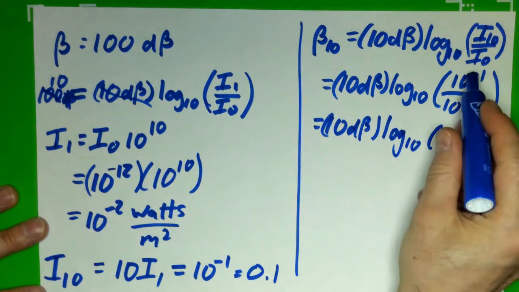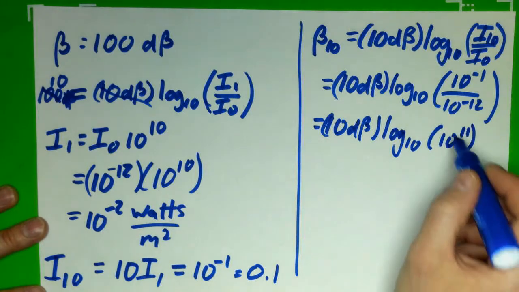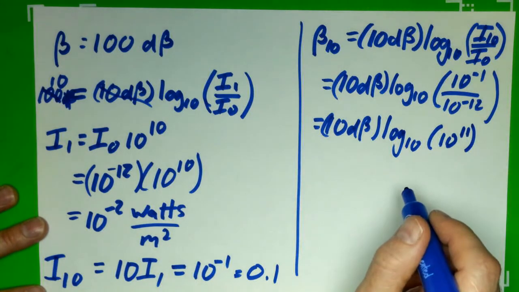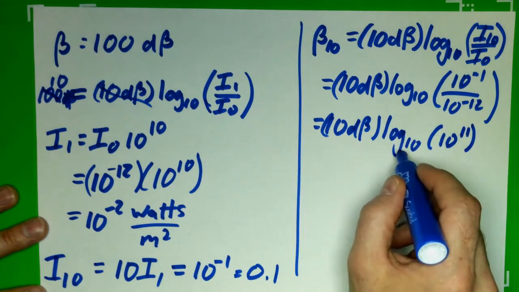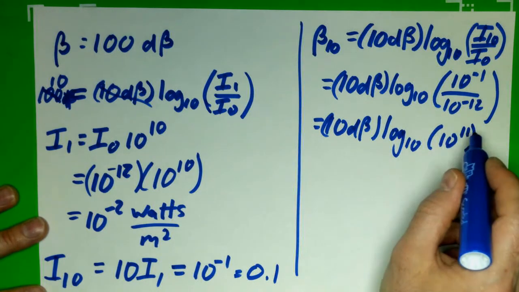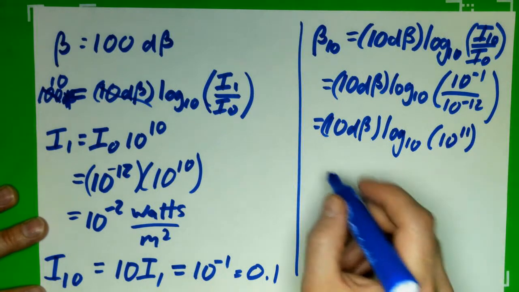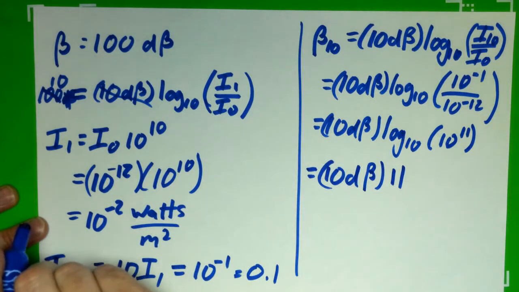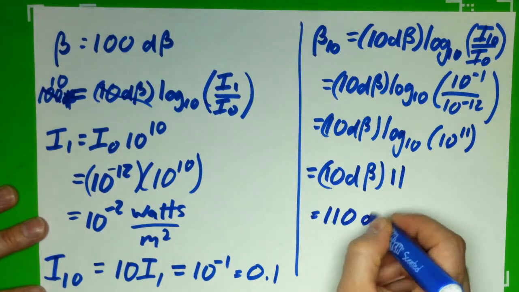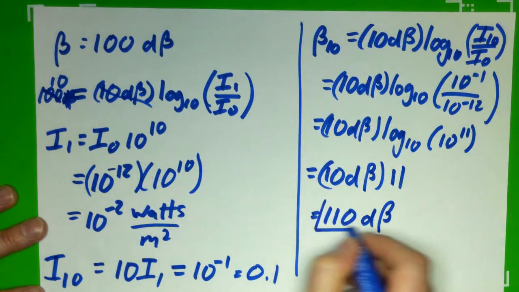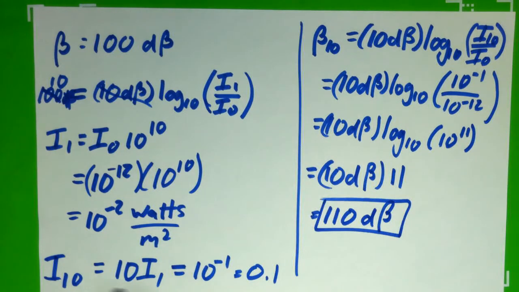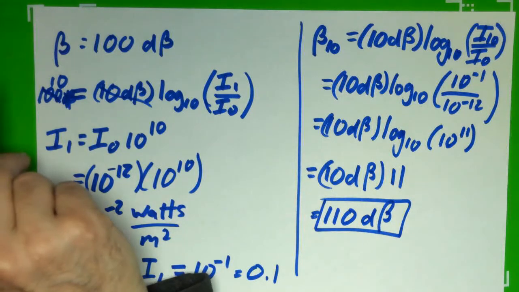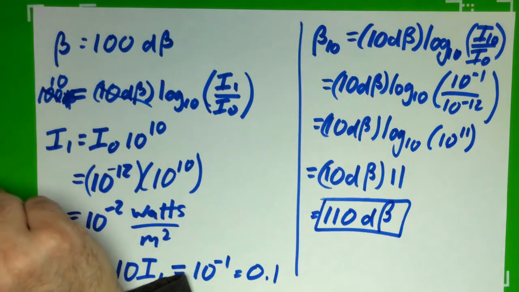So it was 1 over 10 to the negative 11, which is the same thing as 10 to the 11. And this is just asking, 10 to the what equals 10 to the 11? Well, 11. So this is equal to 10 decibels times 11, which gives me 110 decibels. So 10 snowblowers have a sound level of 110 decibels, whereas one snowblower had a sound level of 100 decibels.